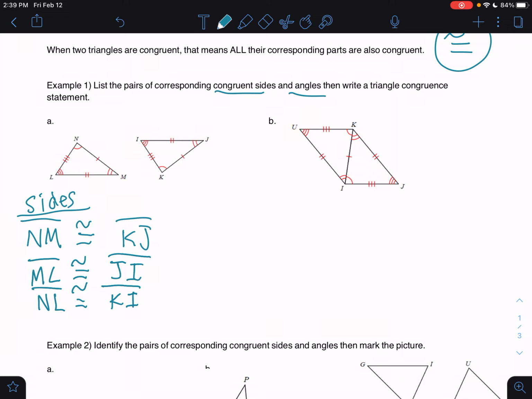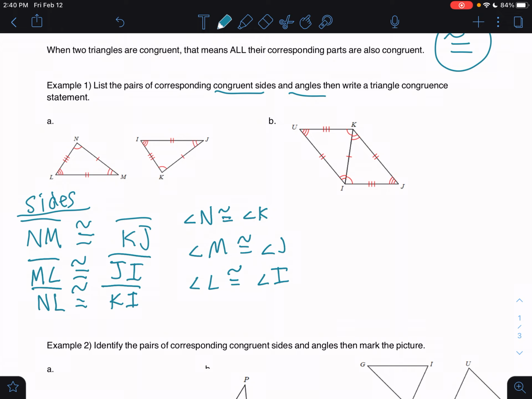Now our angles, those aren't as specific because we say the angles with one letter. But that's only going to be true in this case. We'll get into a case where that's not true. So let's just start with labeling our angles just with the letter here. So I know that angle N is congruent to angle K. They both have one mark. And I know that angle M is congruent to angle J. And then I know that angle L is congruent to angle I.